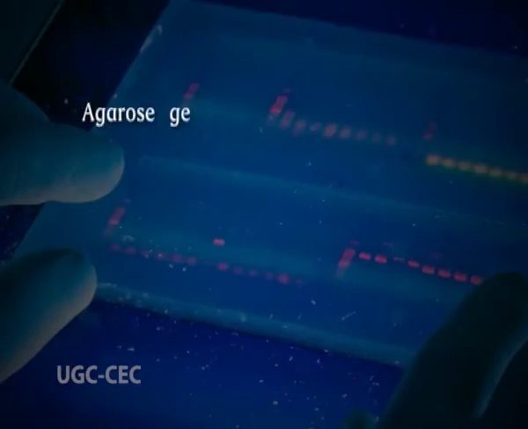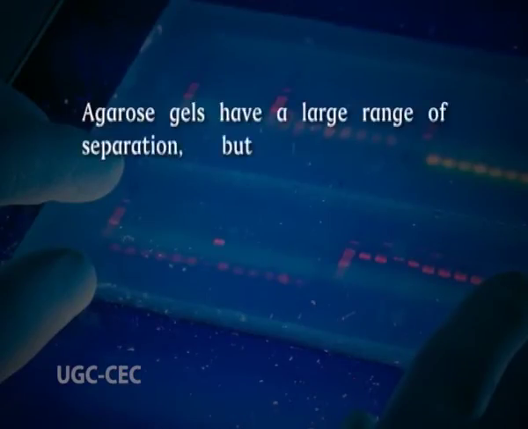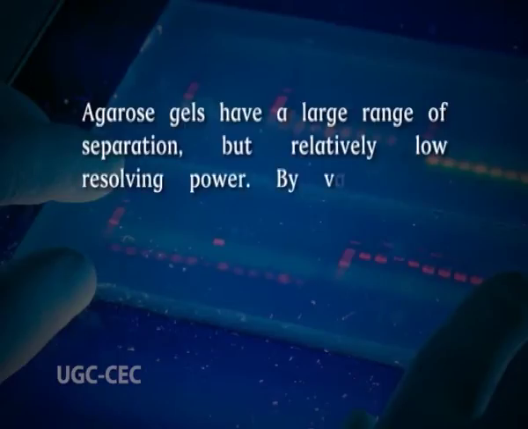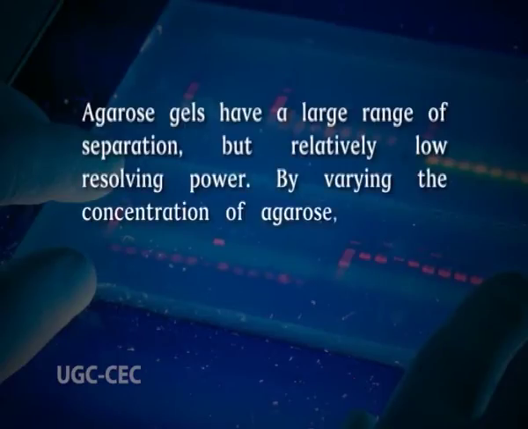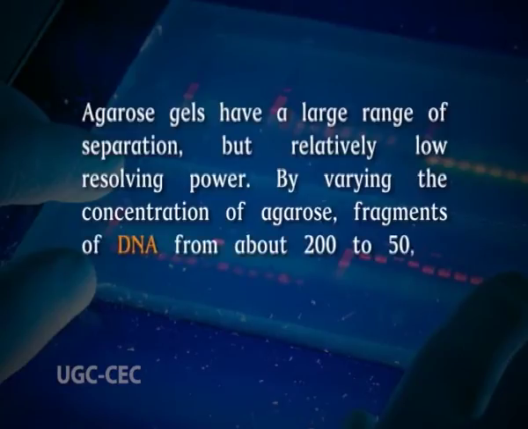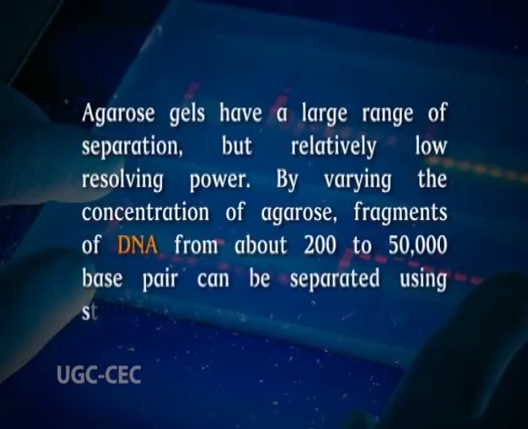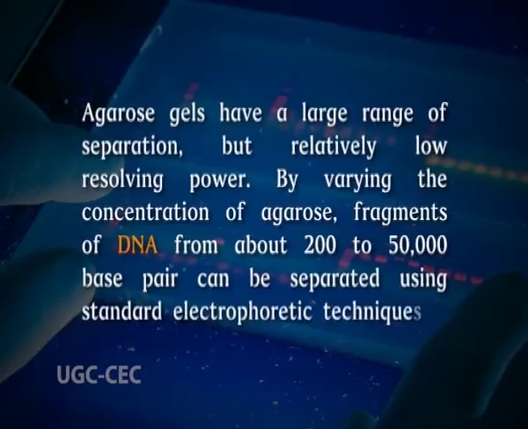Agarose gels are used for the electrophoresis of both proteins and nucleic acids. For proteins, the pore size of 1% agarose is large relative to the sizes of the proteins. They are therefore used in flatbed isoelectric focusing, where the proteins are required to move unhindered in the gel. Agarose gels have a large range of separation but relatively low resolving power. By varying the concentration of agarose, fragments of DNA from about 200 to 50,000 base pairs can be separated using standard electrophoretic techniques.